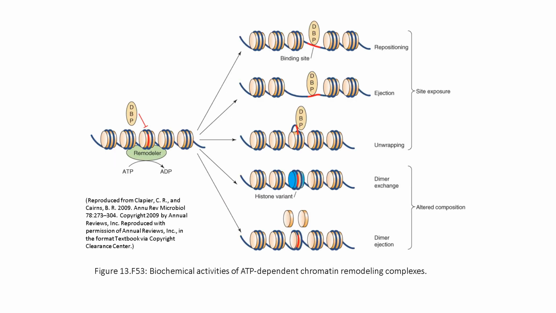This figure shows the versatile activities of chromatin remodelers. These complexes can slide nucleosomes along DNA, eject them completely, or displace histone dimers, making the DNA accessible for transcription. These remodeling actions are essential for gene activation, especially in tightly packed chromatin regions.